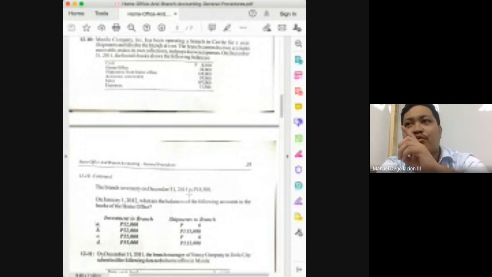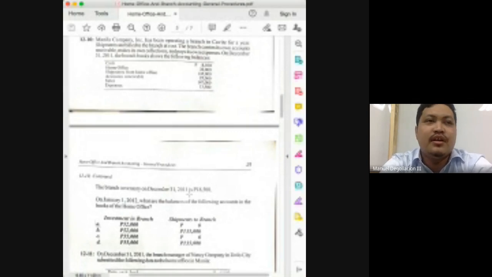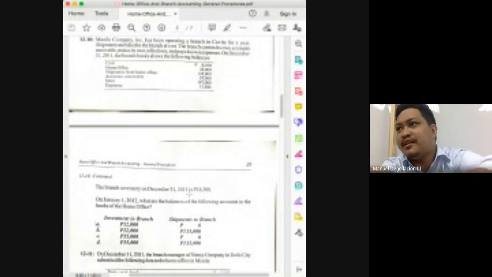Now, how are we going to be sure that the 35,000 does not include yet the resulting profit or loss? Why are we sure that the 35,000 is not yet inclusive of the resulting profit or loss? Because if it's December 31, class, it's possible that closing entries have already been prepared. Because when do you prepare the closing entries? At the end of the year. But why are we saying that this 35,000 is not yet inclusive of the resulting profit or loss? Why are we sure that profit or loss has not yet been closed to the home office account?